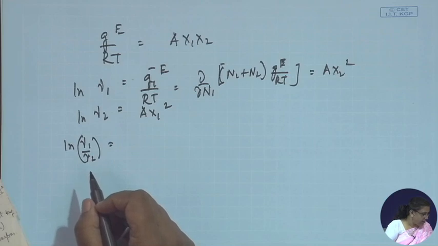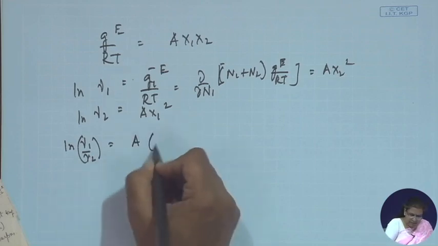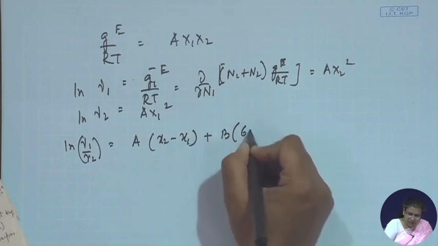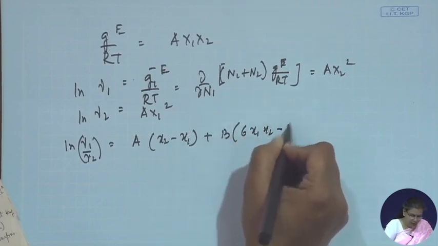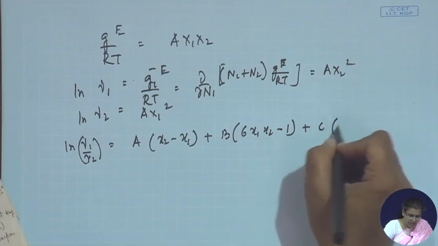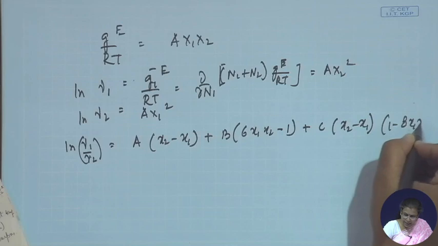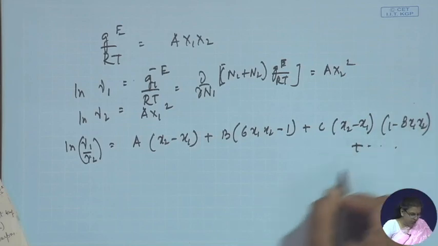This can be expressed as A into (x2 minus x1) plus B (6 x1 x2 minus 1) plus C (x2 minus x1) into (1 minus 8 x1 x2), plus so on and so forth.